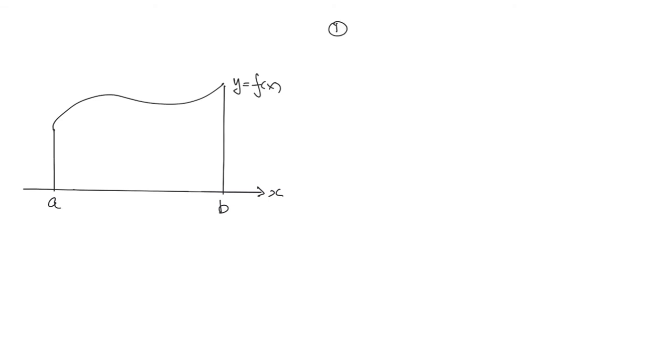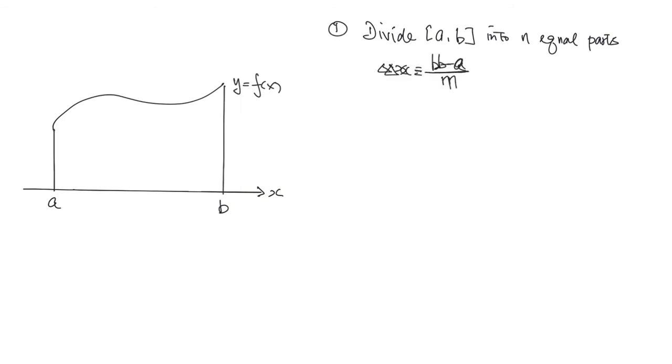Let us use a number of rectangles for an approximate area. First, we divide the interval AB into a number of parts, say n equal parts. Then the length of each part is b minus a over n. Denote this length by delta x, which represents the width of a rectangle. Then select a sample point in each part for the height of the rectangle. To make calculation easy, we may select either right end or left end as the sample point.